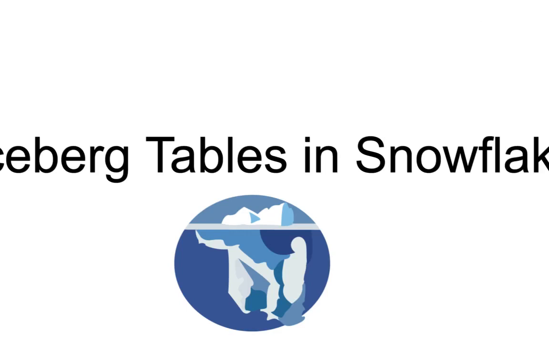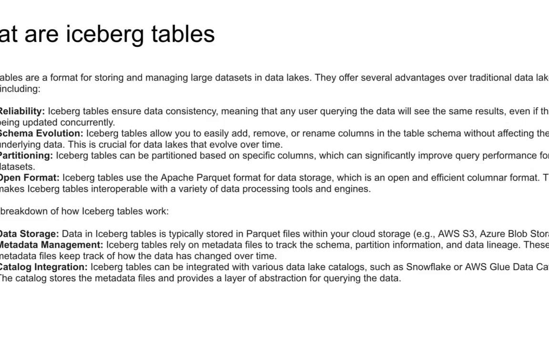As part of this video, I am going to talk about Iceberg tables in Snowflake. What are Iceberg tables? Iceberg tables are a format for storing and managing large datasets in data lakes. In general, a data lake stores data in terms of files: Parquet, ORC, Avro, JSON or CSV. So Iceberg tables will be created on top of the Parquet files, and they look similar to any other table in an RDBMS database. And we will see what are several advantages over traditional data lake formats.